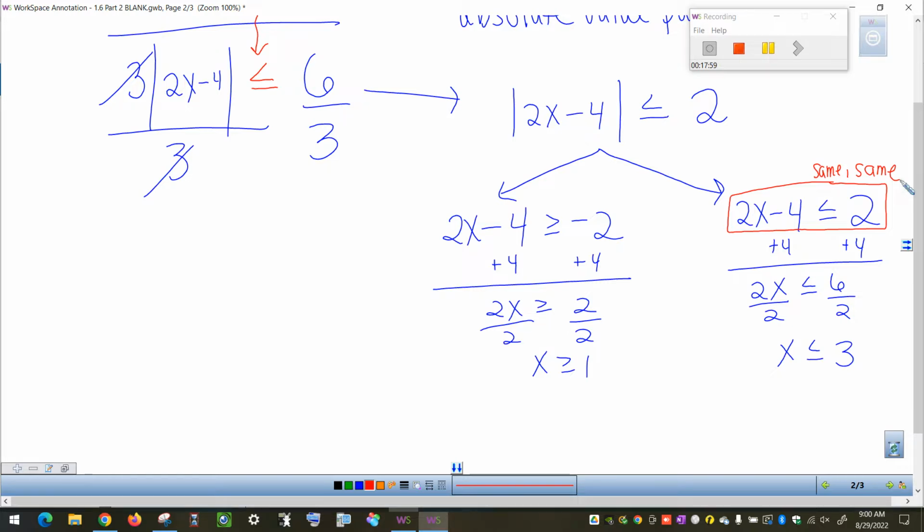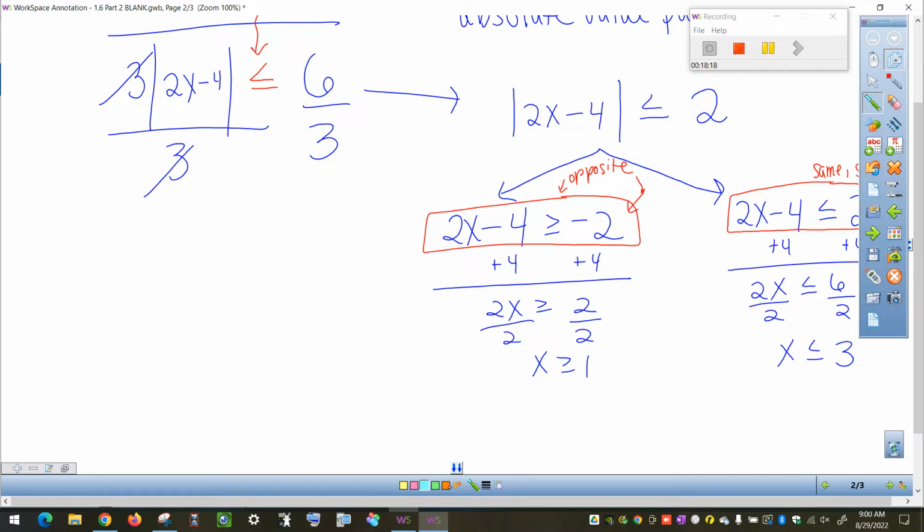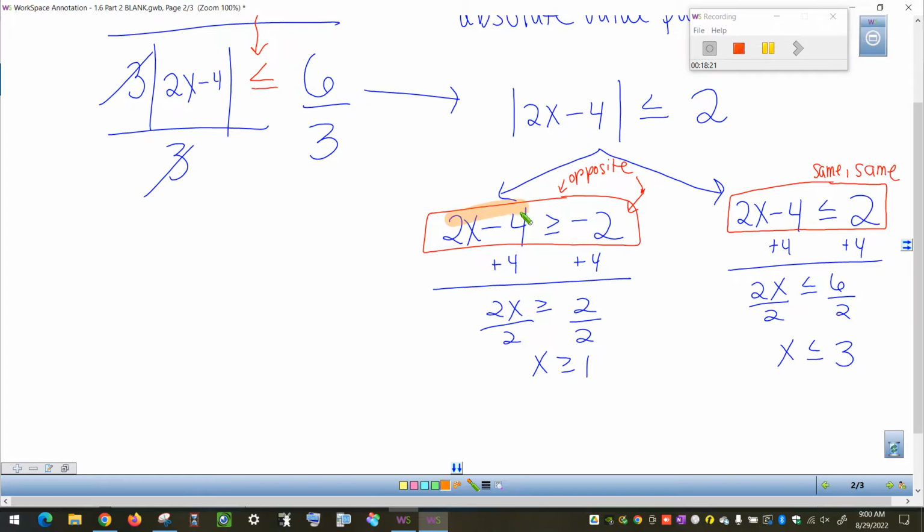Now when we take a look over at this one, everything was opposite. Opposite inequality sign, and now it's a negative 2 instead of being a positive 2. Notice how the other piece that is the same between the 2 statements on either side is that 2x minus 4. And that never changes. Never change what was in the absolute value. That's always the same. It's only the other side that we're talking about.